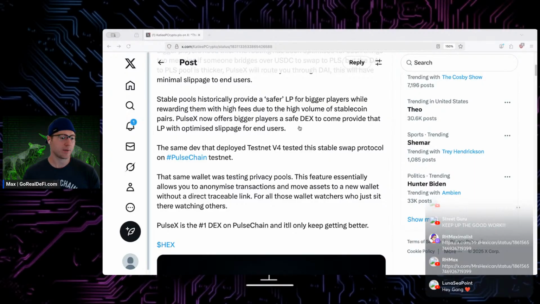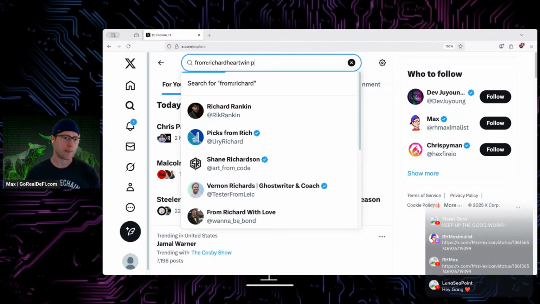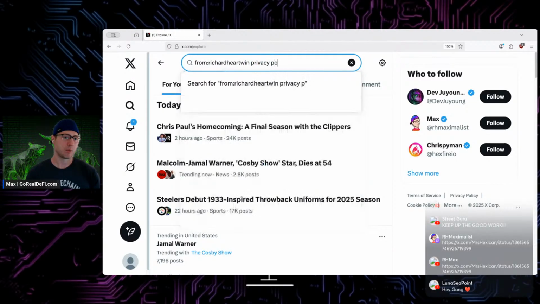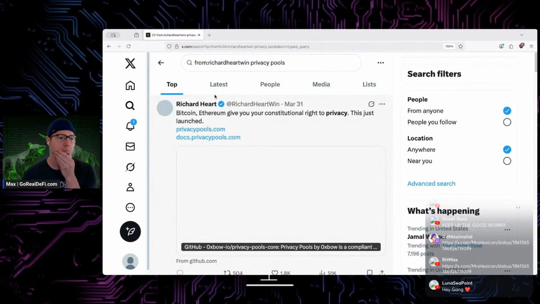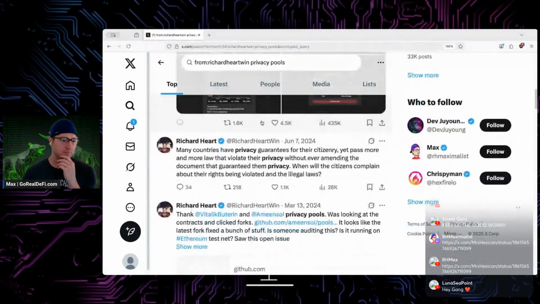Let me find the tweet where he talked about this. Sorry, I'm not more prepared. I thought my bookmarks would be easier to get to. Let me just search from Richard Hartwin. Privacy pools. Yeah, so this one.